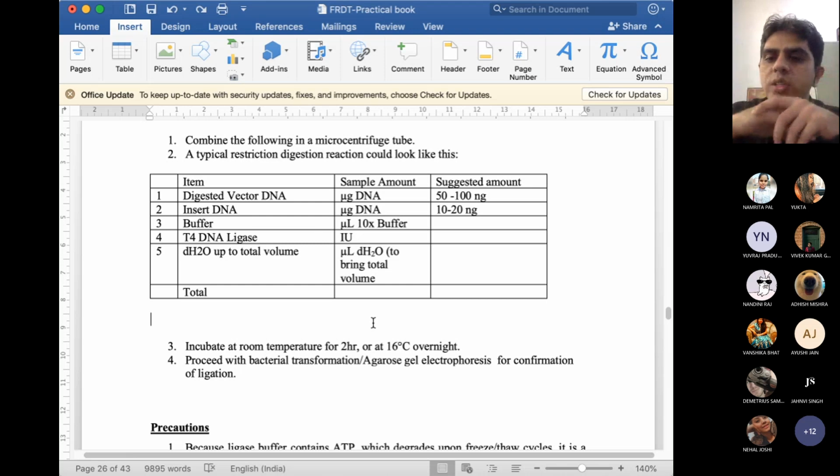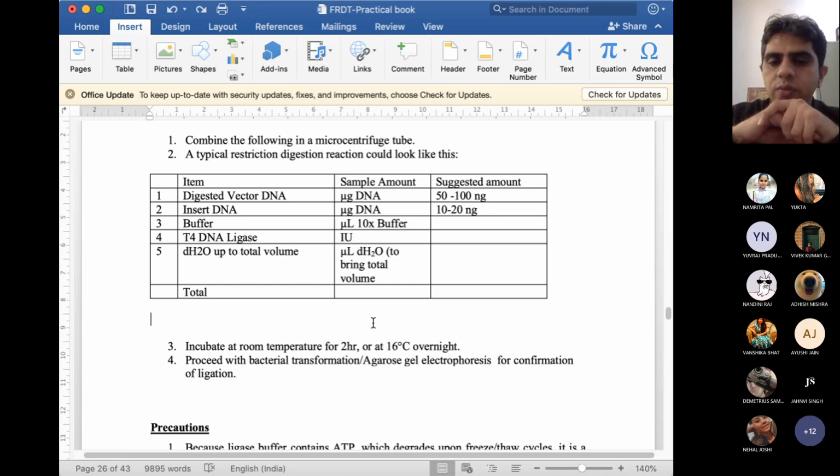But then you may argue, sir, why are we not incubating at 37 degrees Celsius or room temperature for a longer duration? That is because of your enzyme's stability. If you keep it for a longer time at room temperature or 25 degrees Celsius, the stability of the enzyme is sacrificed, and the enzyme no more remains very functional. So that's why we keep a bit lower temperature, maintaining the functionality of your enzyme and also increasing the efficiency of your joining.